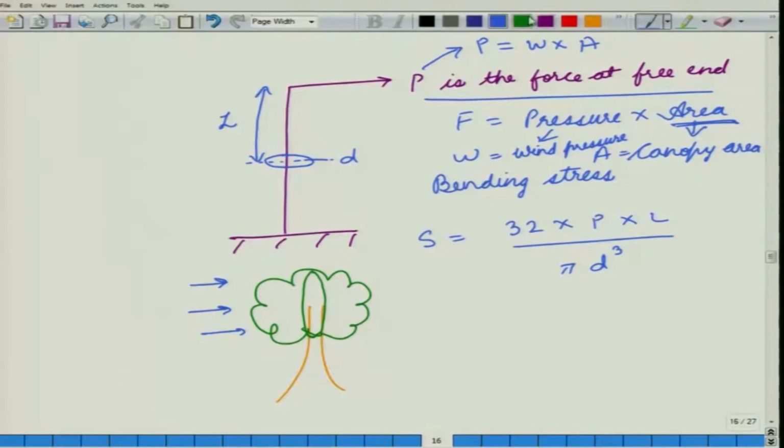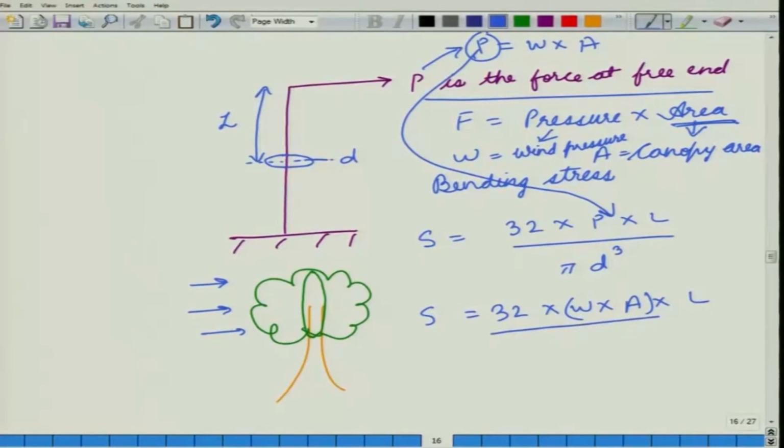So, now replacing this P in the equation, we will have S is equal to 32 times W times A times L upon pi d cube.